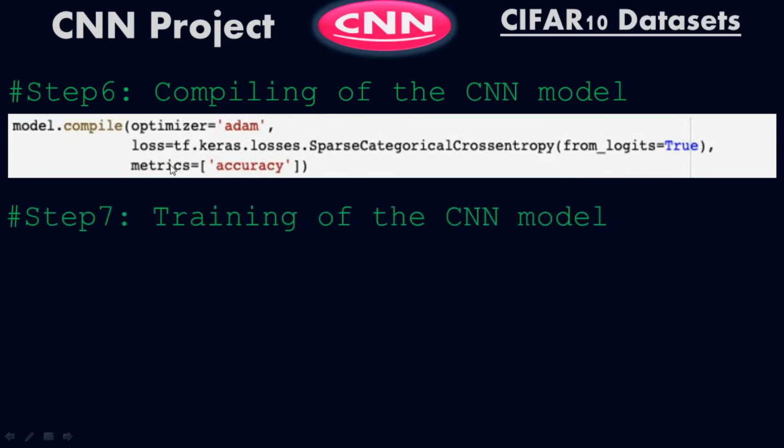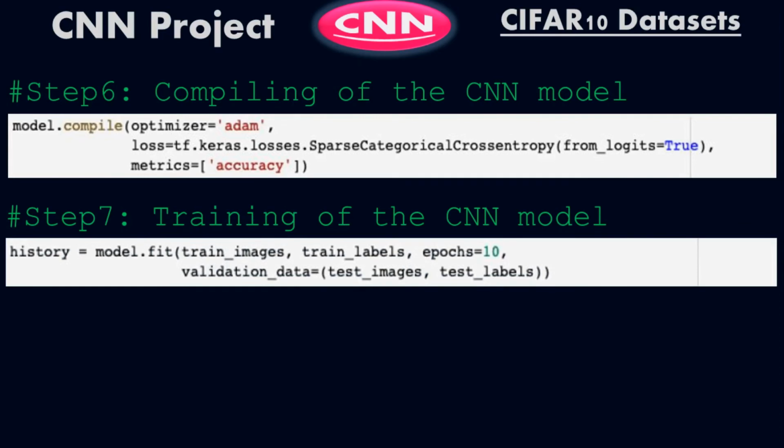Step number 7, training of the CNN model. Now in this stage, we are going to train this CNN model. So with the help of this line of code, we have trained the CNN model. Suppose I give a name, history, to the model. It is a simple name. You can give any name. You can give history, you can give model, you can give M, you can give any other name. It is up to you. Or suppose I gave the name history equals model.fit of train images, train labels, epochs equals 10, validation data, test images, and test labels.